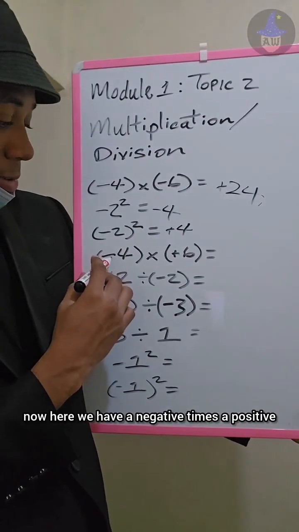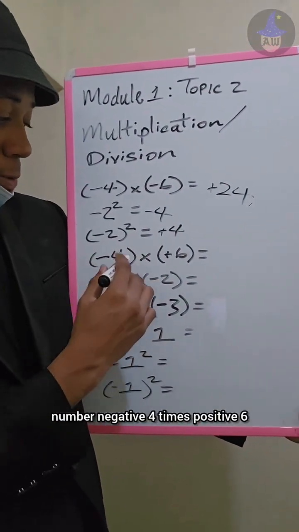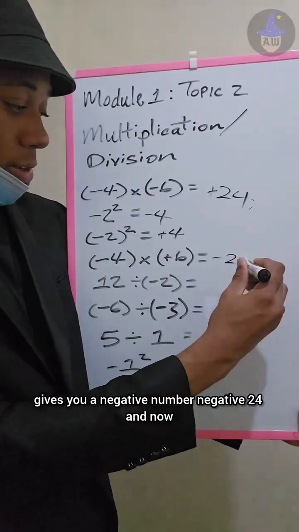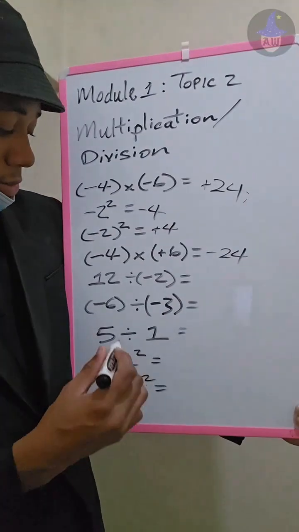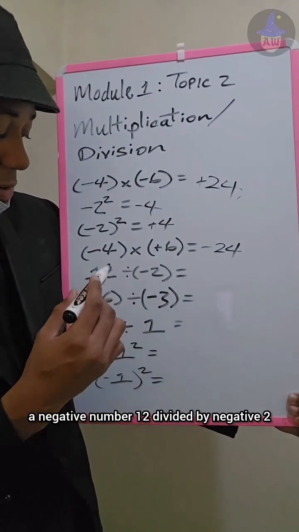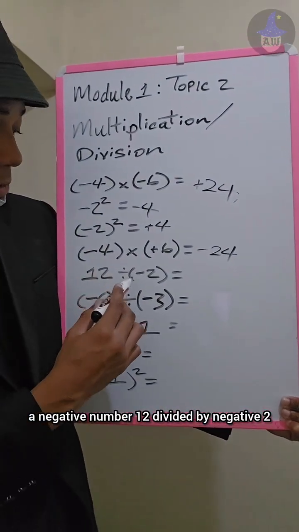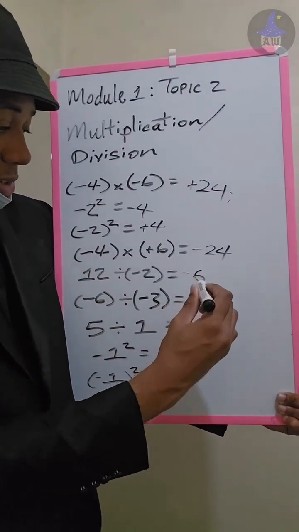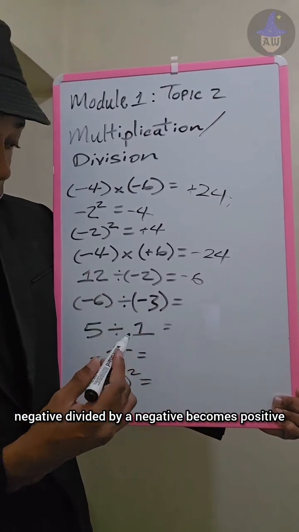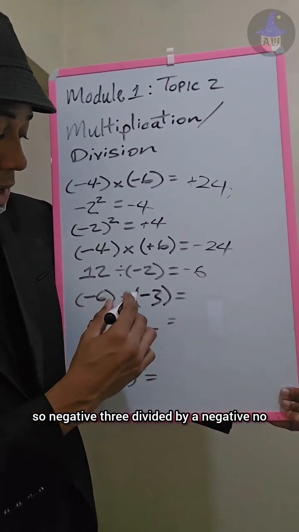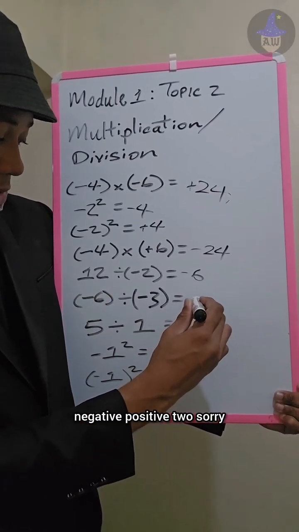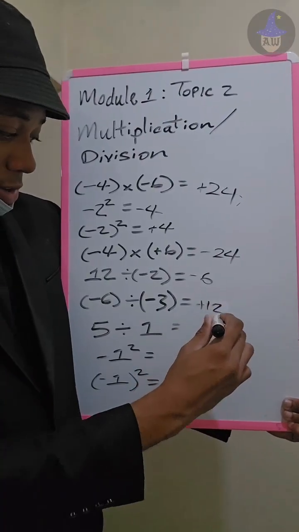Now here we have a negative times a positive number. Negative 4 times positive 6 gives you a negative number, negative 24. And now you have a positive number being divided by a negative number. 12 divided by negative 2 is negative 6. Negative divided by a negative becomes positive. So negative 6 divided by negative 3 is positive 2. Sorry, positive 2.